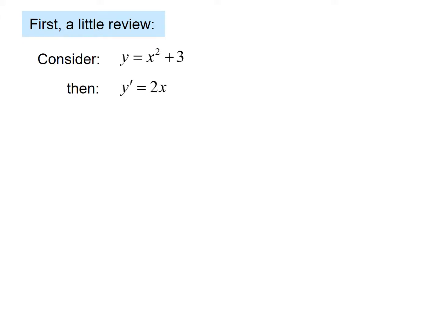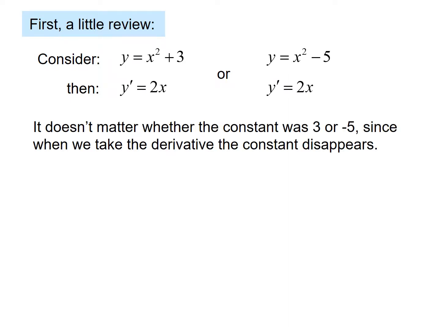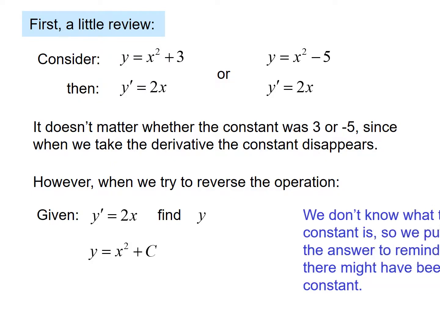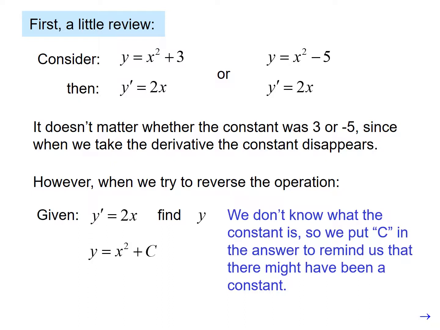Okay, so we've seen this before: if we take the derivative of x squared plus 3, we get 2x, or if we took the derivative of x squared minus 5, we'd get 2x. So they both produce the same derivative, which means if we're going backwards, taking the antiderivative, without any more information, we have to have a plus c. So if we're given y prime equals 2x and want to find y, then y equals x squared plus c, because there's potentially some constant there. If we have some more information, then we might be able to figure out what that value of c actually is.